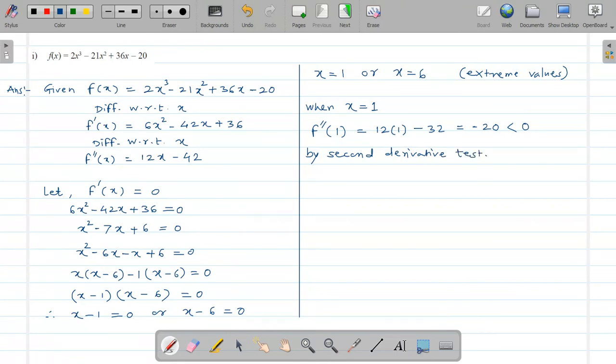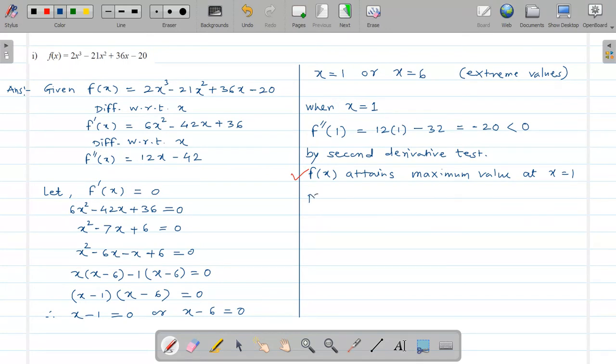then f of x attains maximum value at x is equal to 1. This is our conclusion. Okay, remember this conclusion to understand the second derivative test. What we have written here, f of x attains maximum value at x is equal to 1. So we get the point at which function attains a maximum value.